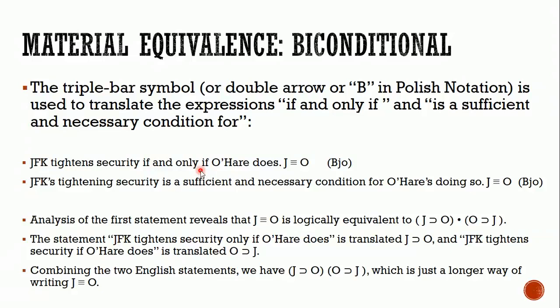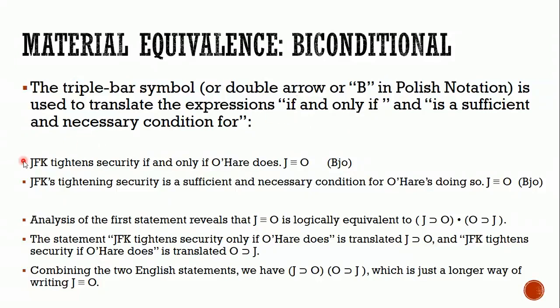All right. Material equivalence. The biconditional. So, in normal notation, you'll use the triple bar symbol. I was taught with a double arrow. And in Polish notation, you're going to use a capital B. This is how we translate the expressions if and only if and is a sufficient and necessary condition for. Okay?